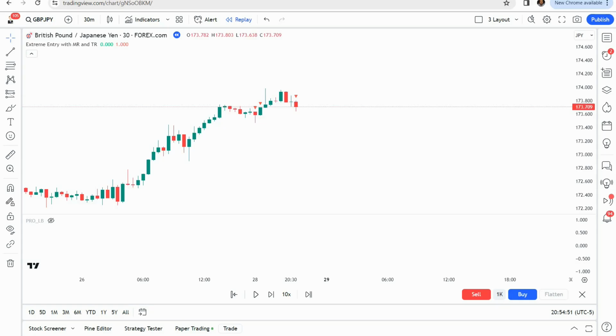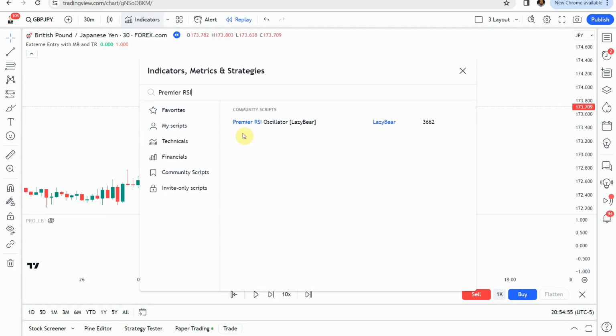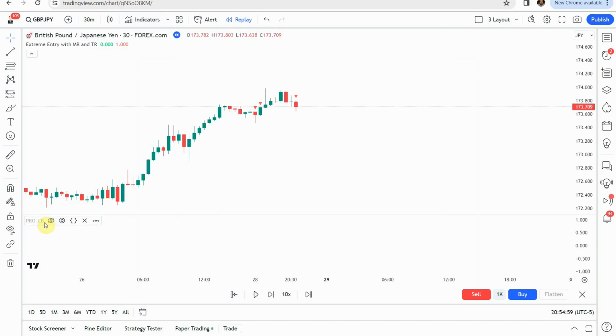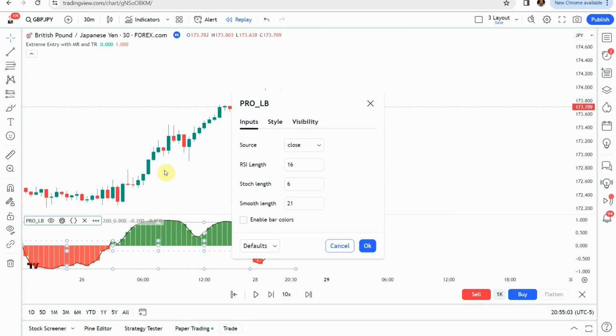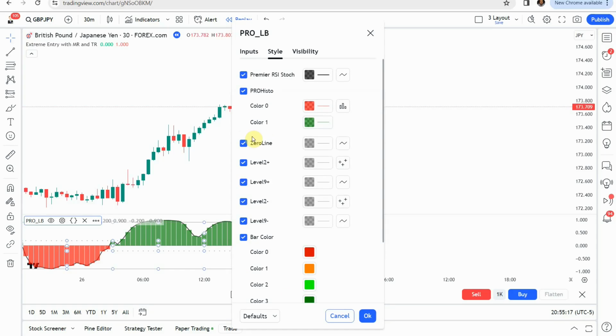And so the next indicator you will want to add to the screen is going to be the Premier RSI oscillator, this one right here. And you will add it. It will look similar to this right here. So what we're going to do is we're going to go into the settings on this one. And under the RSI, we're going to switch that to 16. Under the stock length, we're going to switch that to 6. And the smooth length, we're going to change that to 21.